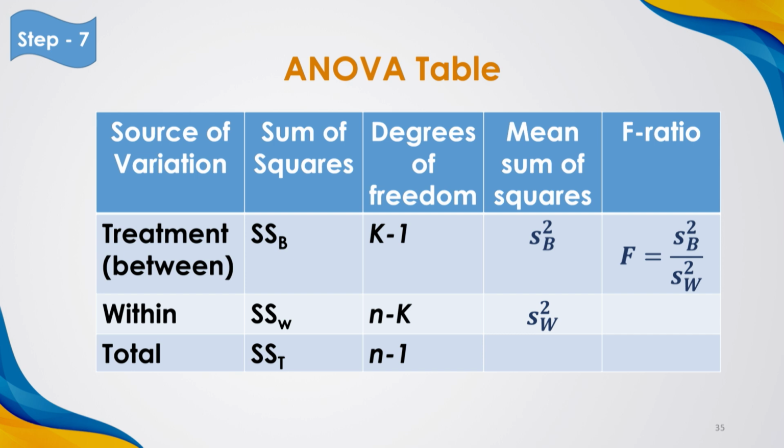Then we have the mean sum of squares, computed by dividing the sum of squares for treatment by the corresponding degrees of freedom, k minus 1. Again, the mean sum of squares for error is computed by dividing the within sum of squares by its corresponding degrees of freedom. Then we find the F ratio, which is S_B squared divided by S_W squared, that is, the mean sum of squares for treatment divided by the mean sum of squares for error.